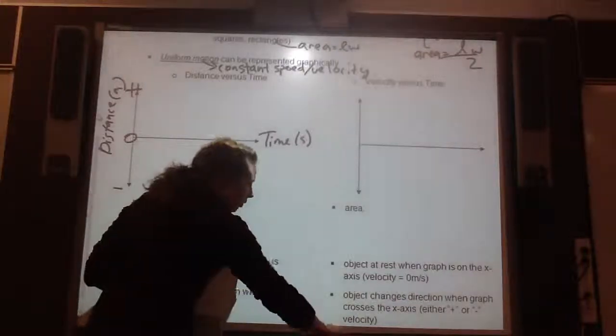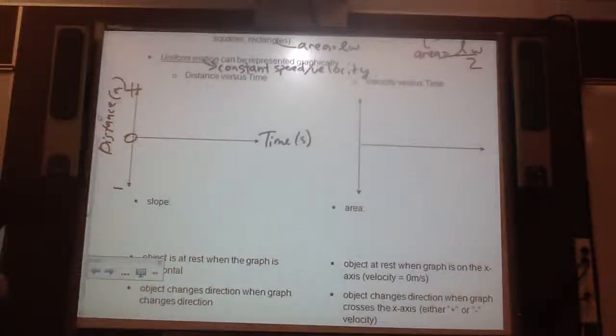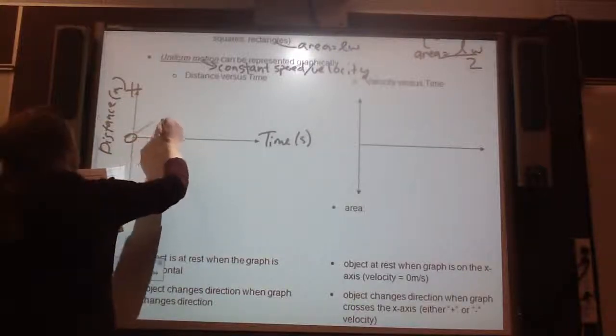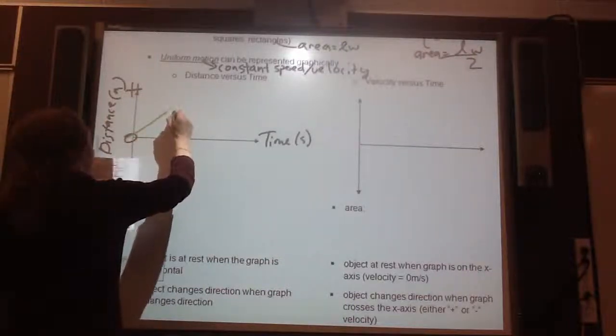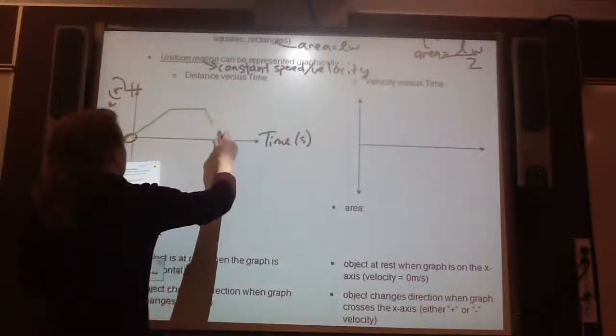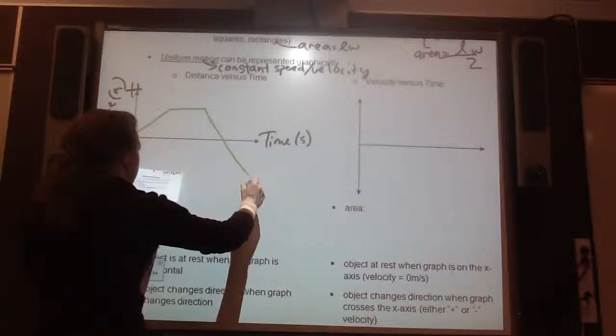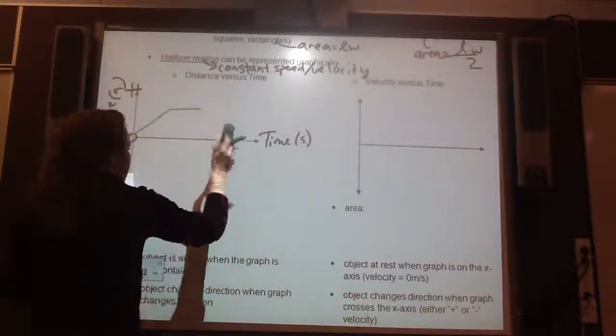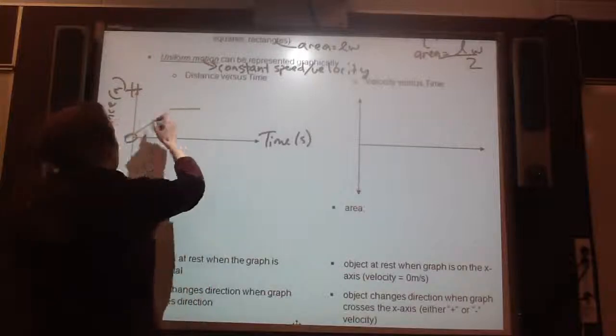So I'm just going to give you an example of what a distance-time graph might look like, and then we're going to analyze the different parts of it. So let's say it goes up a little ways, it plateaus, and then goes down. Actually, when it goes down, make it go down steeper than how it was going up.